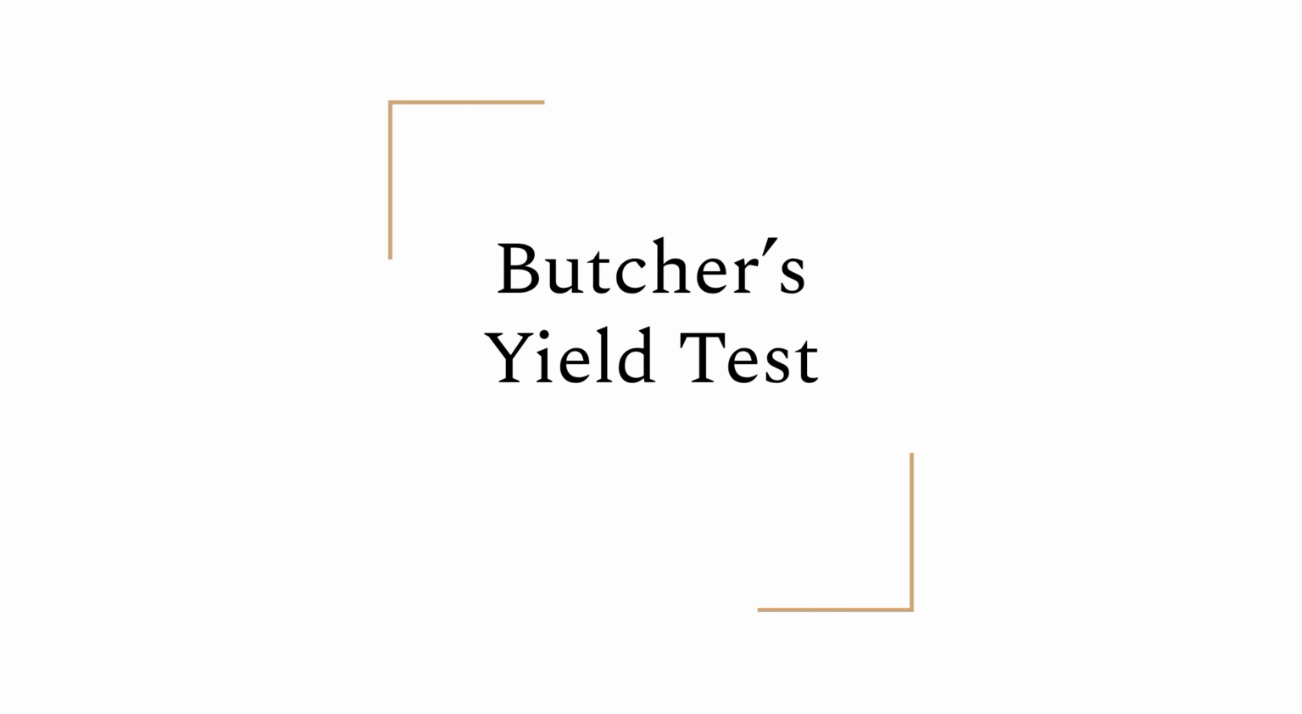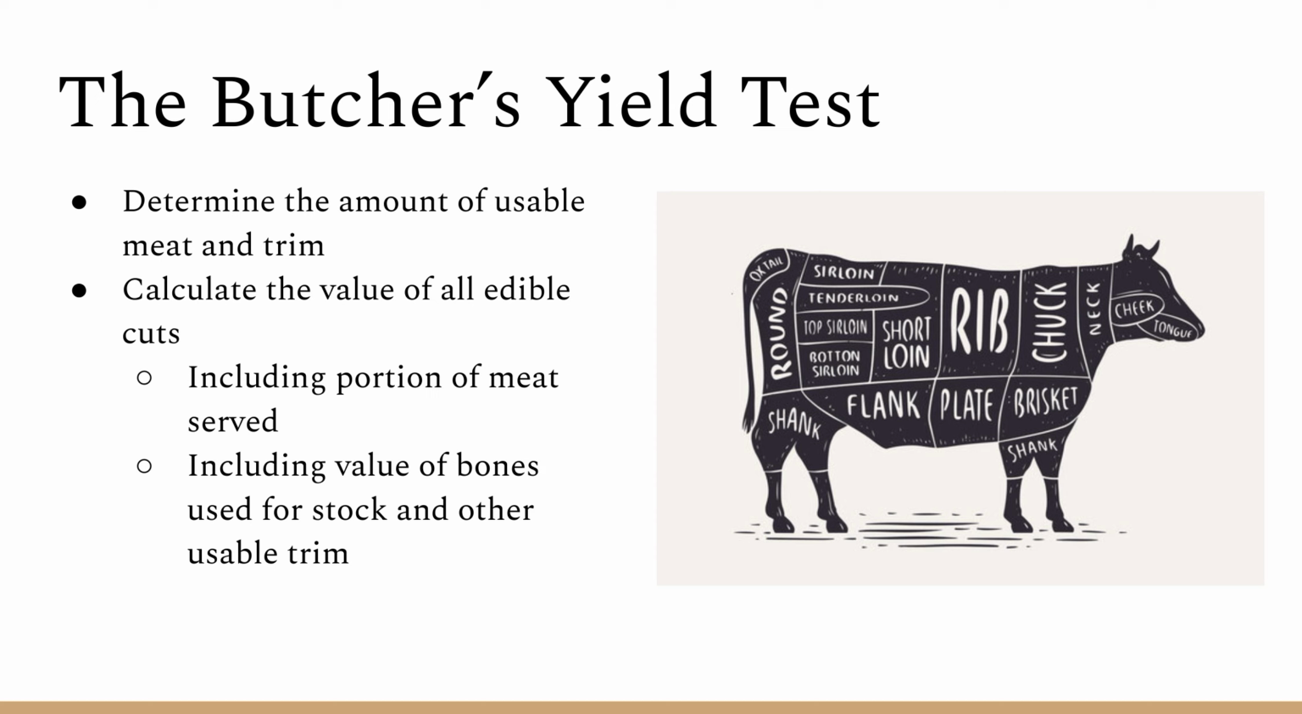Butcher's yield test. So these are the steps that we take in order to discover the amount of usable meat and trim. And this calculates the value of all edible cuts. So this includes the portion of meat and also the value of anything else that comes out, the bones, and usable trim that can be used for other items.